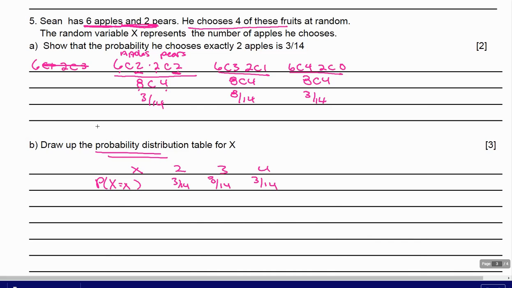And see, again, you'll notice again in the second scenario, this is what I'm interested in. I'm interested in getting 3 apples and only 1 pear. That's this. But then I have to divide by 8 fruit, choosing 4. That's me selecting how many different ways I could select 4 pieces of fruit. Does that make sense?